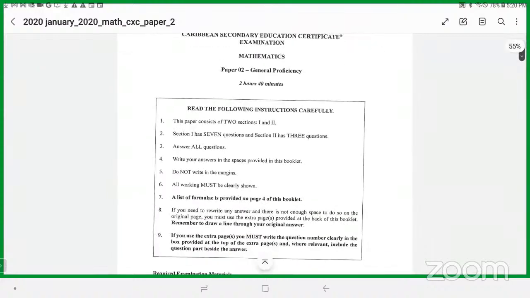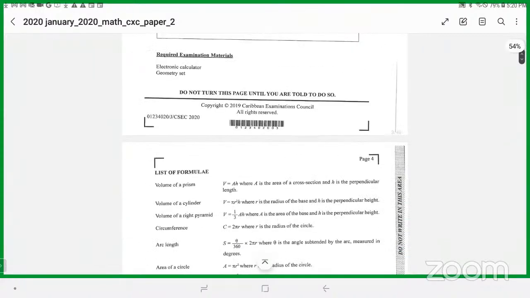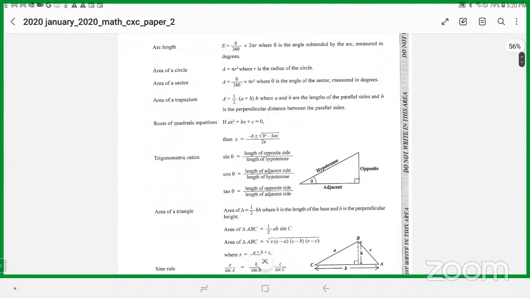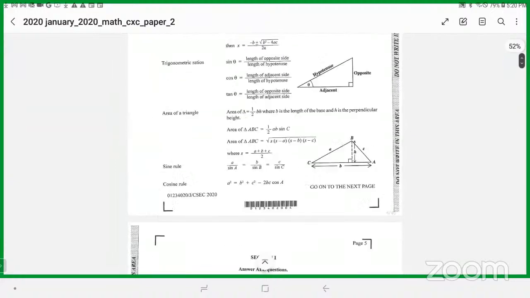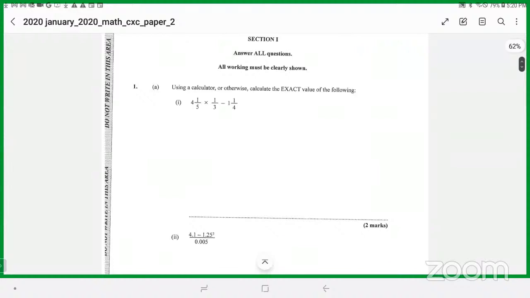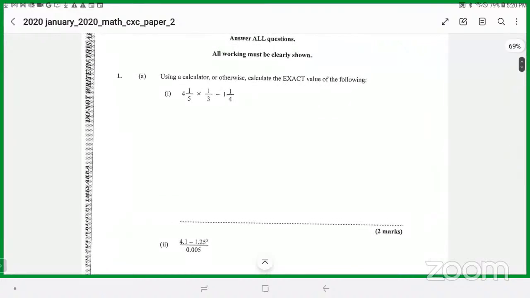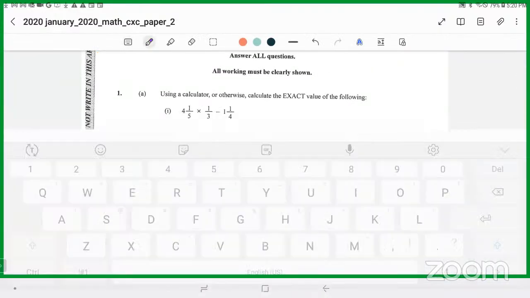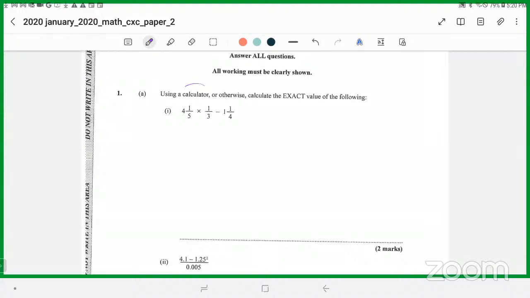We're going to start at number 1 and let's work our way around. I don't know if I'm going to do the entire paper today. We have another session tomorrow. Depending on how far we reach today, I might send another paper for tomorrow. So this is the January 2020 paper, as you can see. We're going to start at number 1, which is telling us to use a calculator or otherwise to work this out.